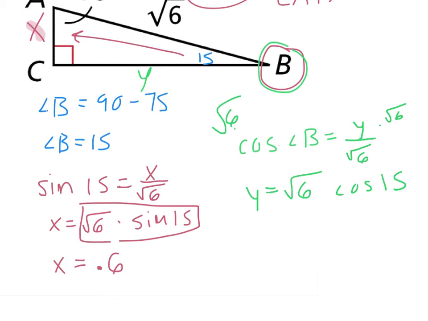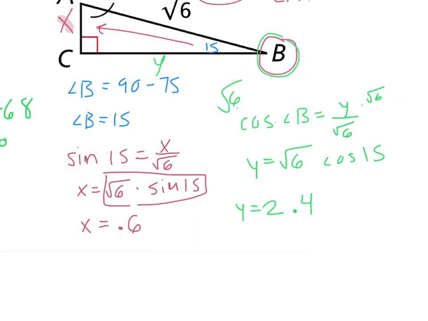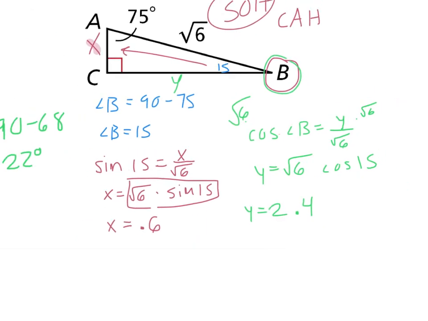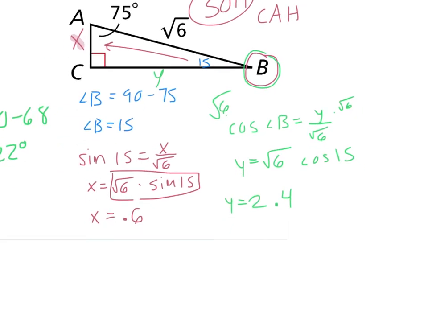About 2.4? So y is equal to 2.4. Does everyone agree? So 2.4. Good job, guys. If we wanted to test our work, we could do the Pythagorean Theorem and see that 0.6 squared plus 2.4 squared is equal to square root of 6 squared. So if this checks out, then we know we did it right.